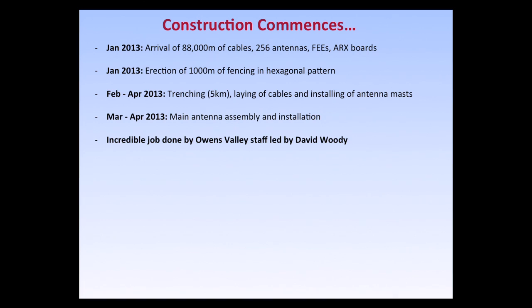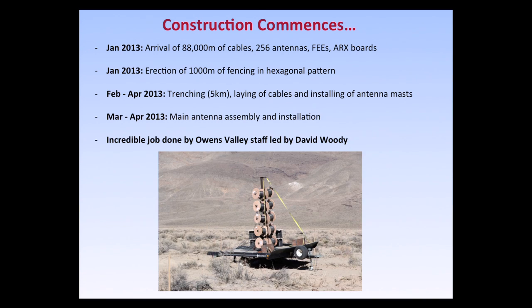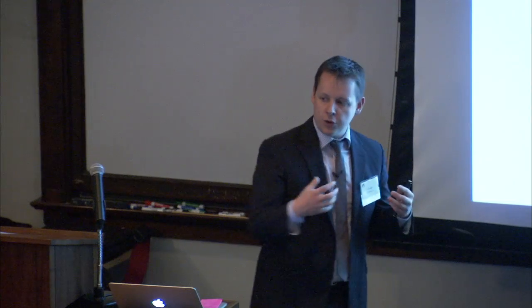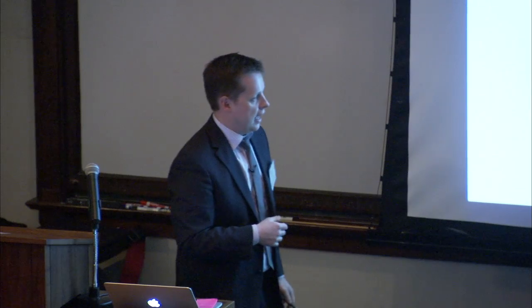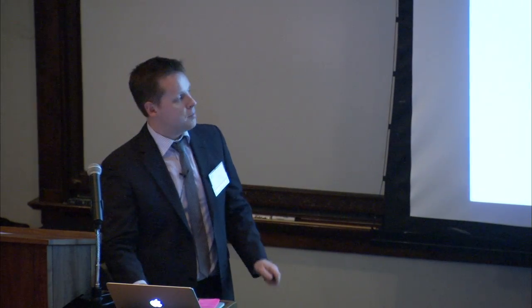So we had on-site, suddenly arriving, 88,000 meters of cable, 1,000 meters of fencing. We had to trench 5 kilometers, and we had to start all this antenna assembly and installation. It was a huge construction effort, and it was the Owens Valley staff that led the way. I learned very fast when it comes to this kind of work. I'm incompetent, and happily they are not. Here's how they figured out to lay the cable. We had to put down 88,000 meters of cable simultaneously in these trenches. And obviously problems occur because the soil is quite dry, it can fall in and so on. And they built this contraption here to enable the process. And that's one example of how they just blew me away.